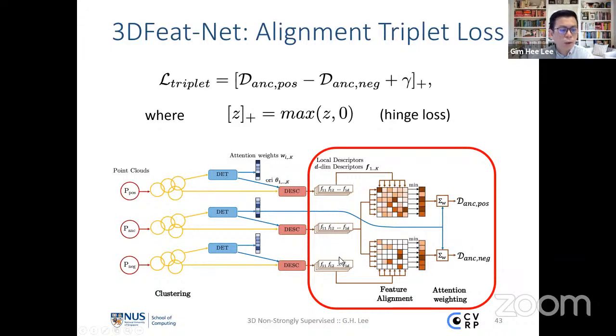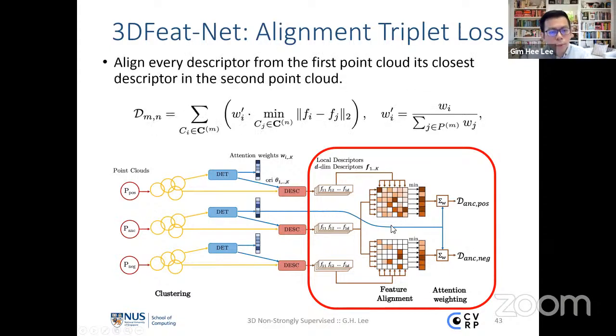We'll do the same thing for the negative and the anchor point cloud pair. We'll also find the minimum match, the best match over here. But now instead of minimizing these distances, we want to maximize this distance in our triplet loss. The reason is that we want to force the anchor point cloud to be as far away from the negative point cloud as possible. And then we'll weigh this triplet loss with the attention weight that we have learned from the detector module over here.